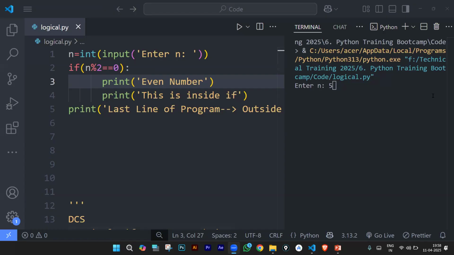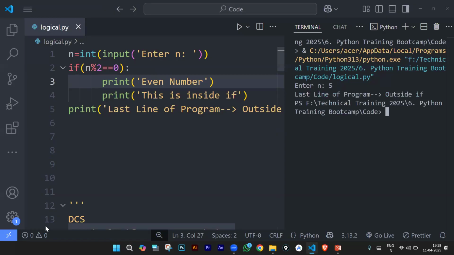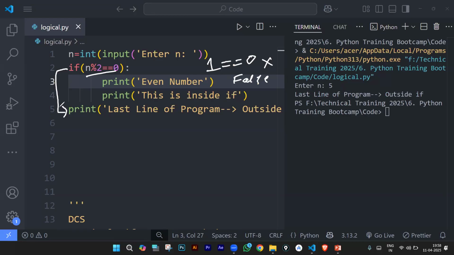Very good. The last line of the program will be displayed. Why? Because, evaluate, the things are pretty easy. So n modulus 2, that is 5 modulus 2. The remainder is 1, which is clearly not equal to 0. So what did we get? We get false. So it will skip this block. This block will not be executed, because the condition is false. So that's why we are getting it.